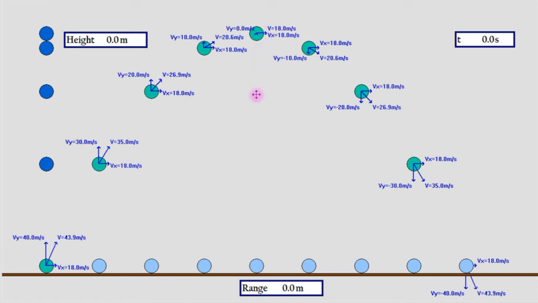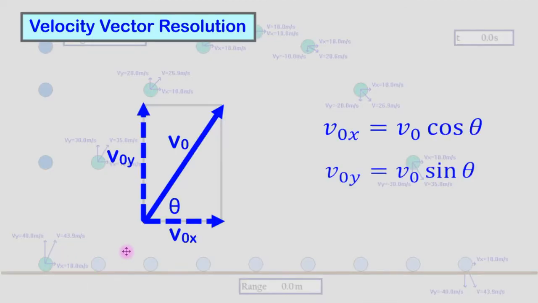Now, how to actually find those velocities if you're given just the magnitude of the initial velocity and the angle or the direction in which that magnitude is applied, well, that comes down to something called velocity vector resolution, and that's what's next. Velocity vector resolution. Now, basically, it's just trig. So let's see if I can move this over so you can see the triangle easier.